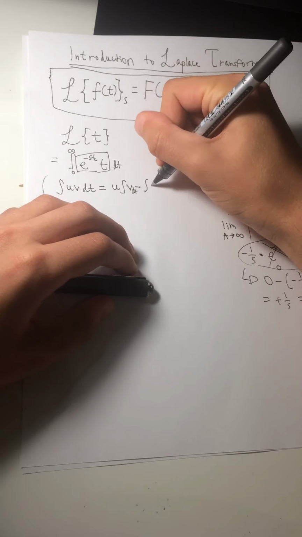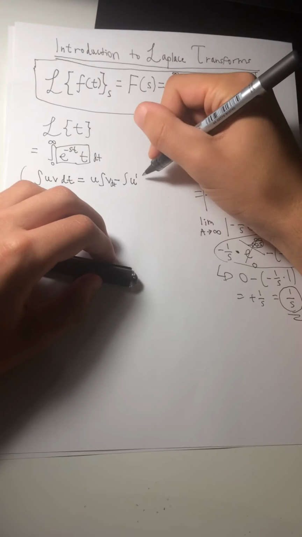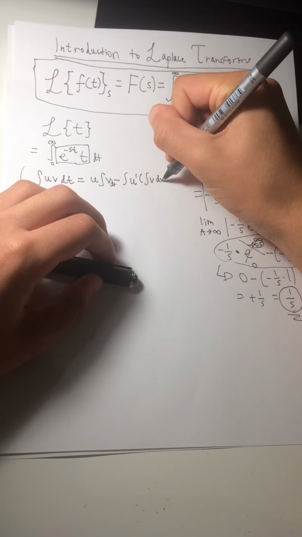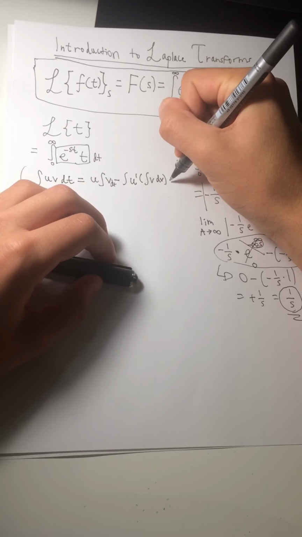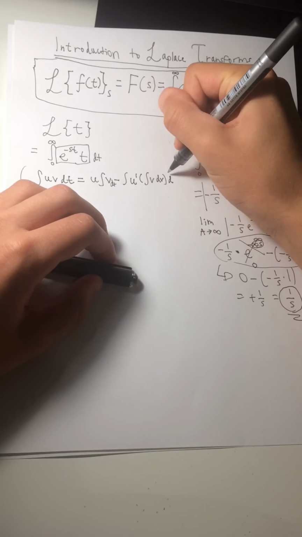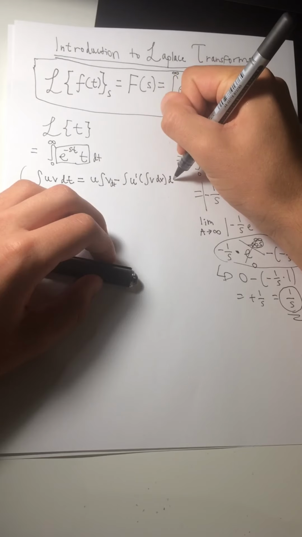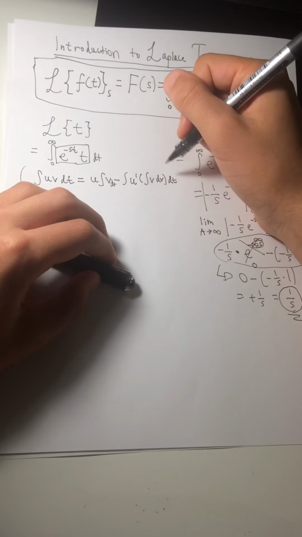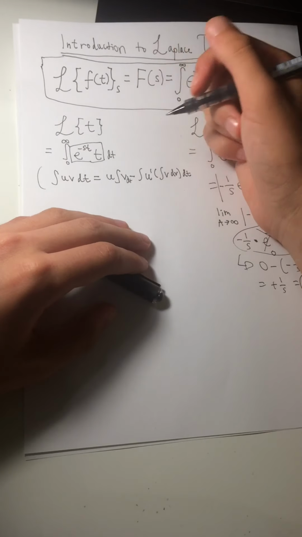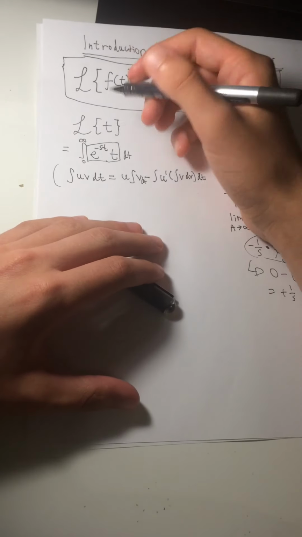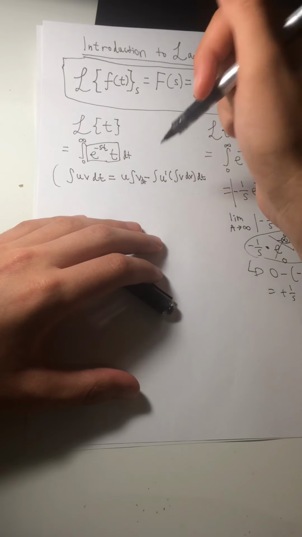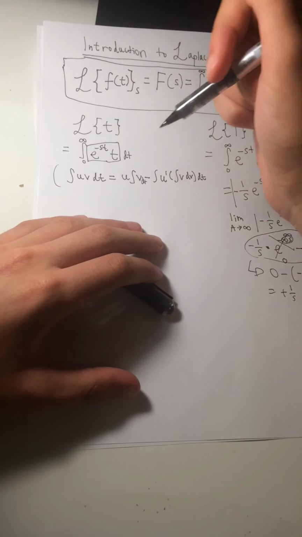So u prime times the integral of v with respect to v, with respect to t. Okay, right, so then what we need to do now is find a useful substitution for u and v respectively.